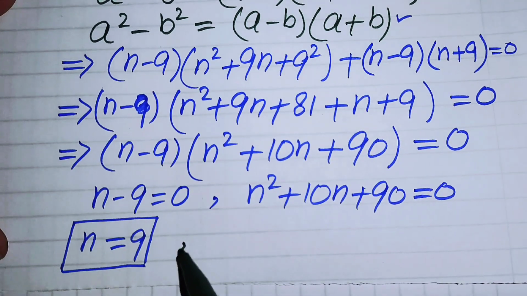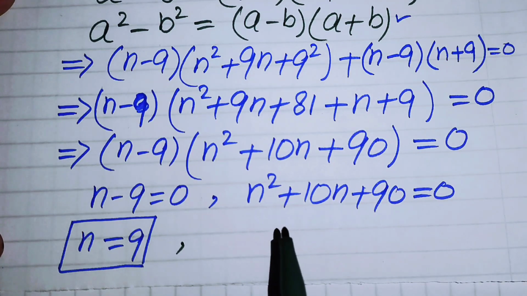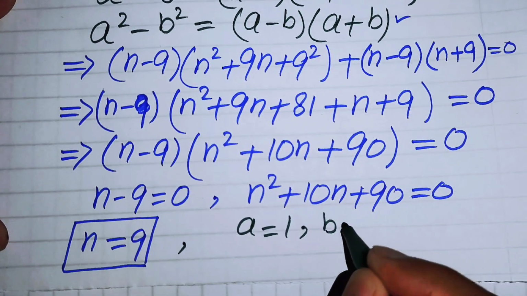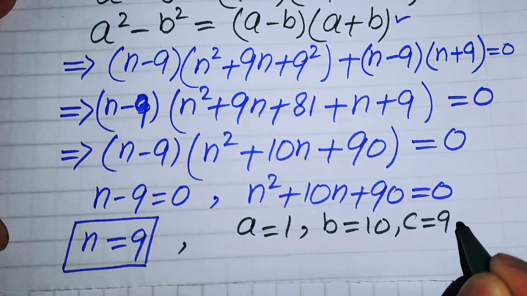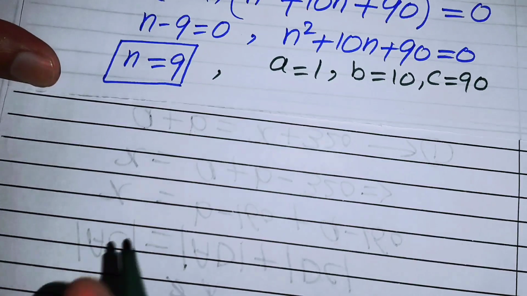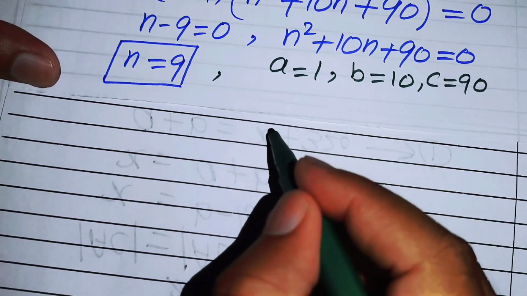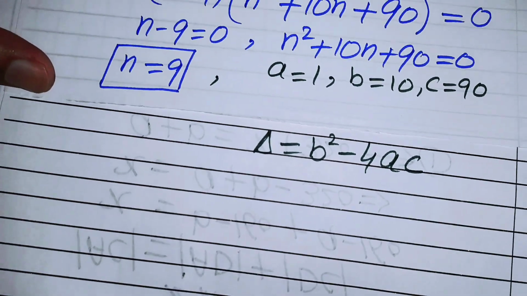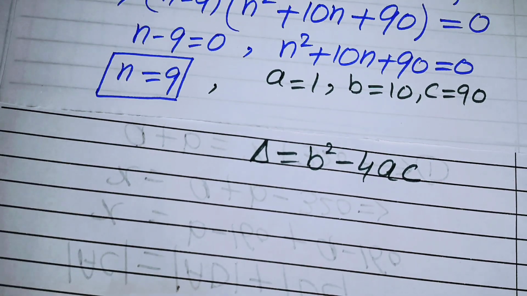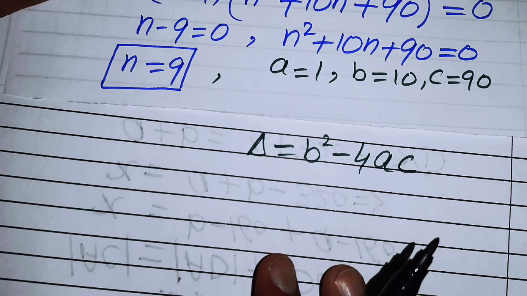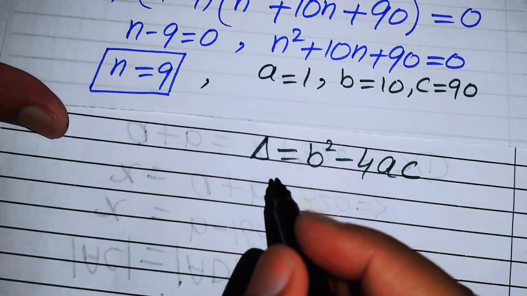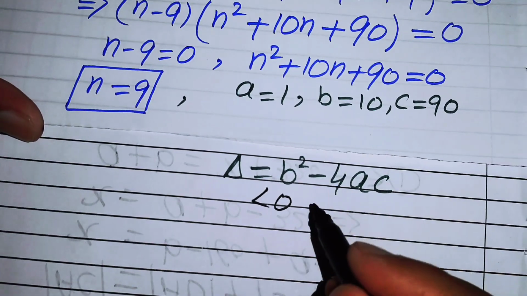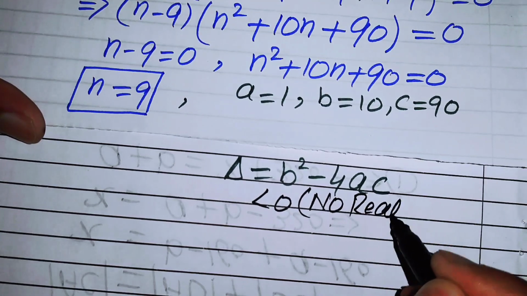Now in order to find the other real roots, first I can check whether this quadratic equation has real roots or not by using the discriminant formula. So here we have a is equal to 1, b is equal to 10, and c is equal to 90. And you know the discriminant formula: delta is equal to b squared minus 4ac. First I can explain a little bit about this delta. If the value of this delta is less than 0, then we can say that this quadratic equation has no real root. So I can write here that it has no real root.